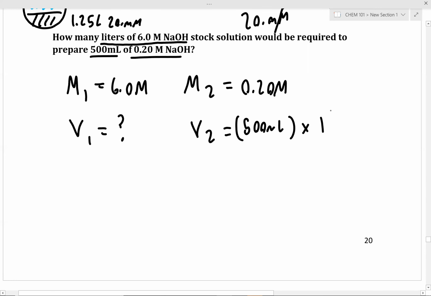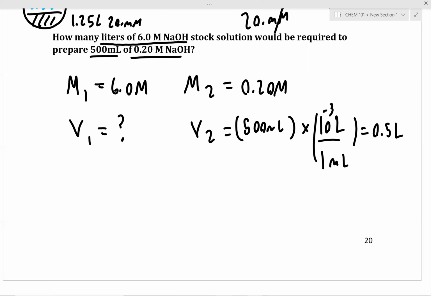So how many liters are in 1 milliliter? Yep, 10 to the negative third. So that gives us 0.5 liters. Because those trailing zeros, are they significant? No. So now plugging into our expression, we know that V1 is equal to M2 V2 over M1.